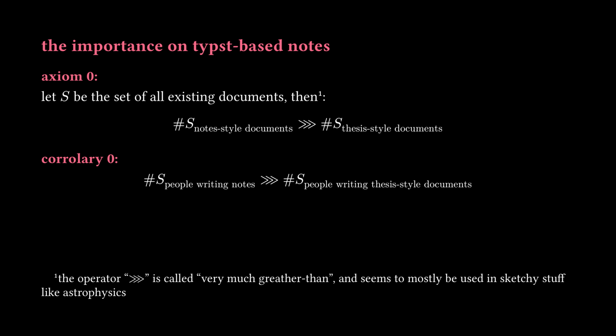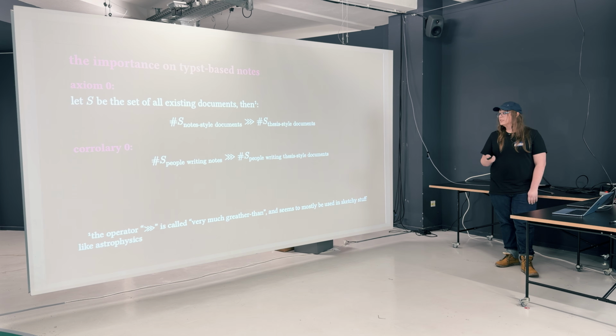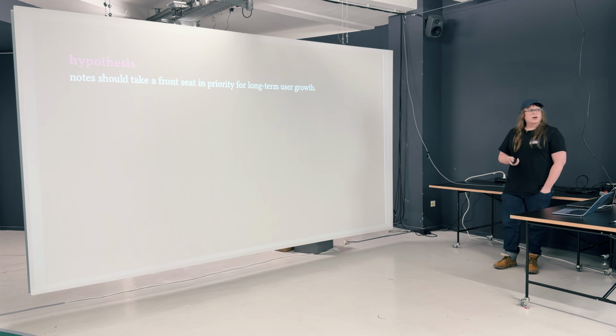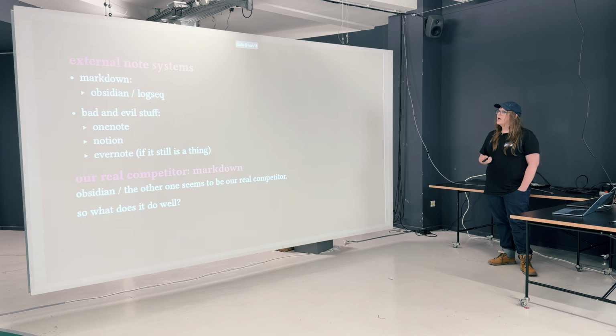That means that the amount of people that are writing notes is far greater than the amount of people that will write thesis-style documents, right? On average at a given time, right? That makes sense. So my hypothesis is that we should probably at least take some kind of a front seat in terms of priority for long-term user growth, because people tend to write more notes than long-term fancy documents, right?